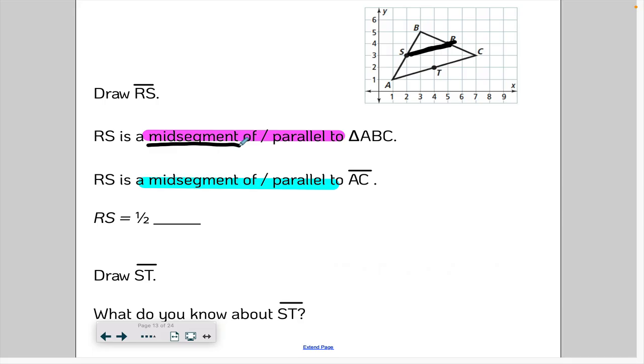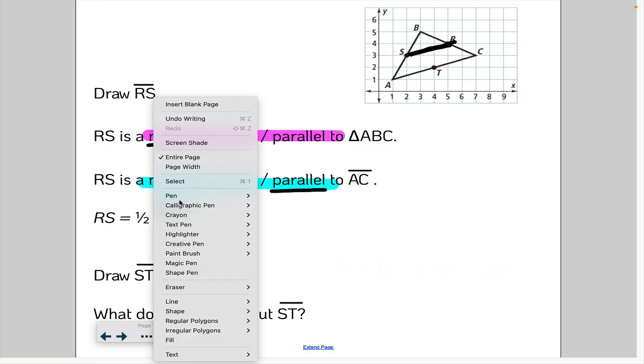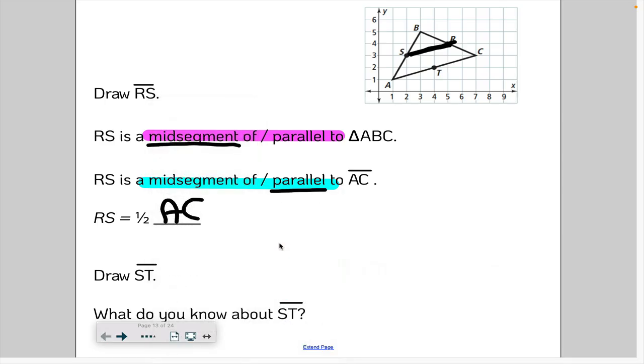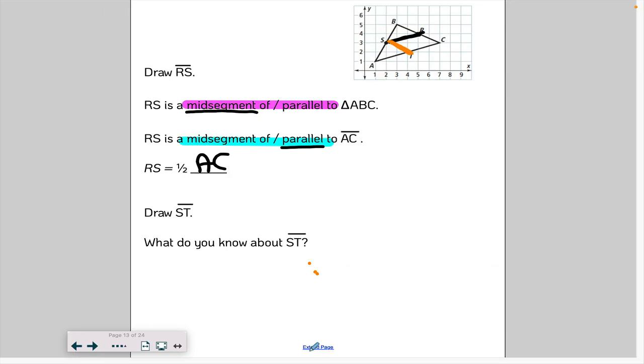So what do we know now? It's parallel to AC. And RS is equal to 1/2 of whatever the length or measure of AC is. And if we were to draw in another mid-segment, let's say we were drawing ST, let's think about everything we know about ST. There are two things we should know about ST. What's true about it? Two things. Layla, give me one.